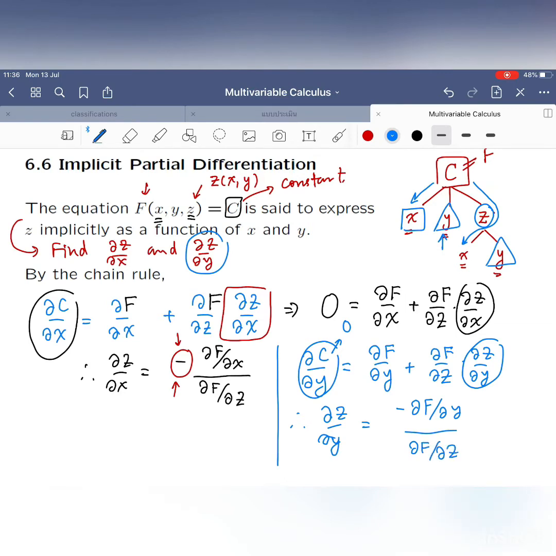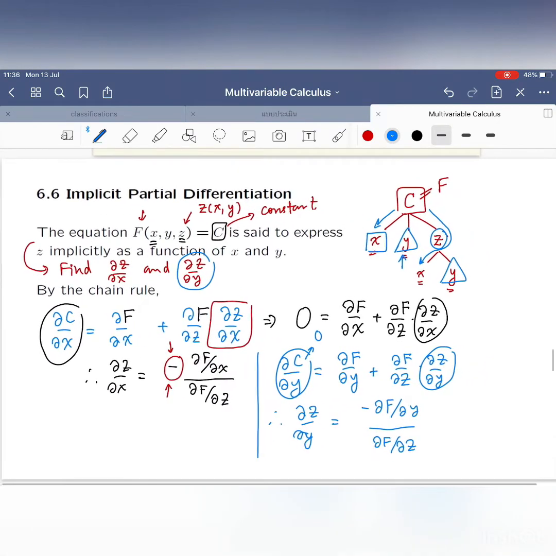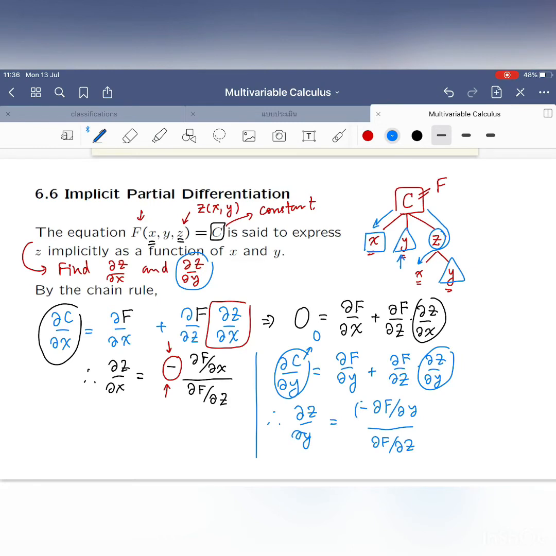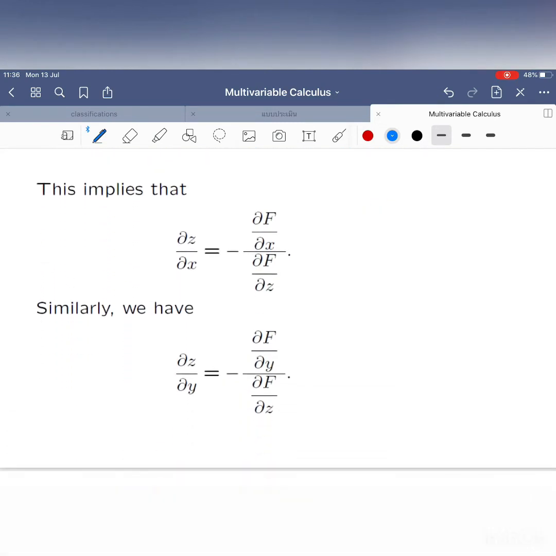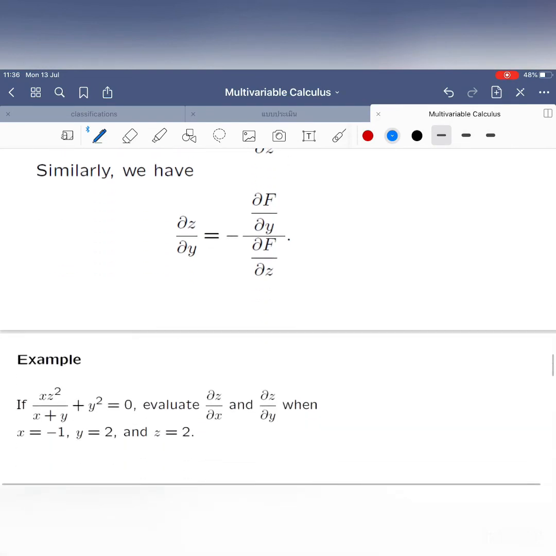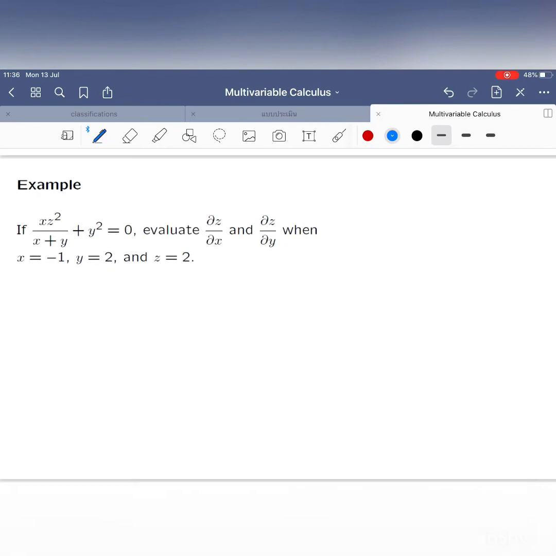So this will be a formula, if you want to remember it, then you can remember, but don't forget again this negative sign. This one is the summary of the formula that we have. However, as we did it, we are going to do it using the chain rule. I'm not going to use the formula for you. If you want to use the formula, you do it by yourself.